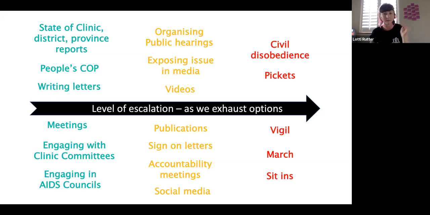So there are different levels of escalation, whether it's upwards or in terms of tactics, in order to try and ensure that the problems that we found are actually being resolved, and they're not just going on forever. Next slide.